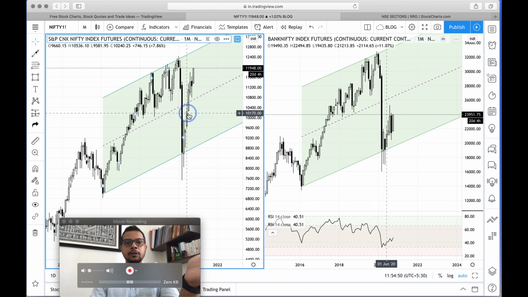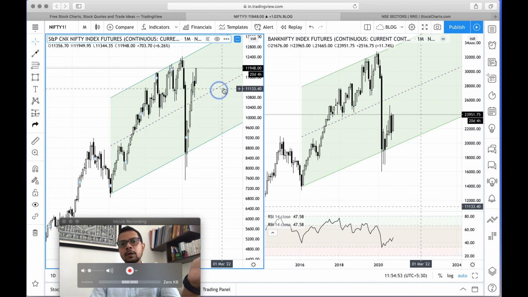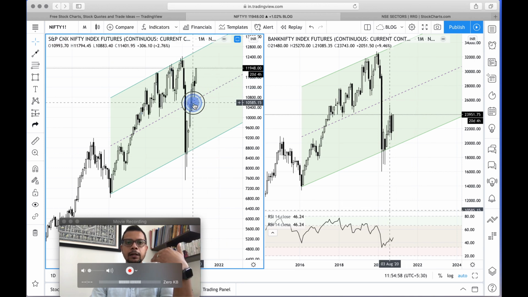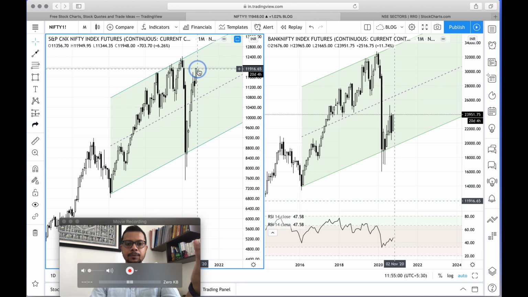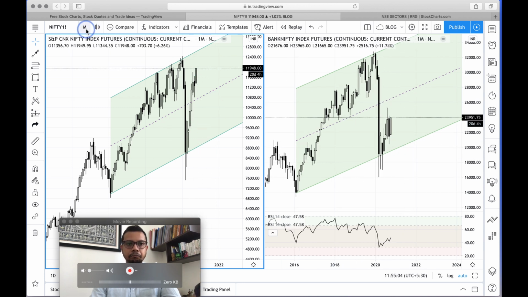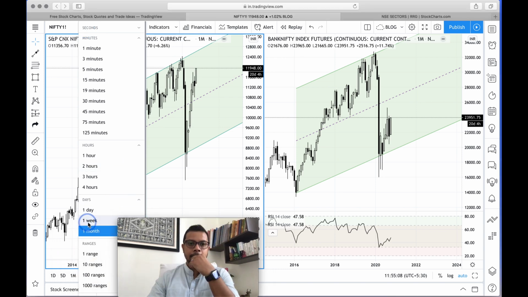In fact, these are the two channels drawn from similar dates. The dotted line, if you can see, is the midline of the channel. Index Nifty has clearly taken out the dotted line on the upside, and Bank Nifty definitely is struggling. So it's an underperforming sector. Weekly.